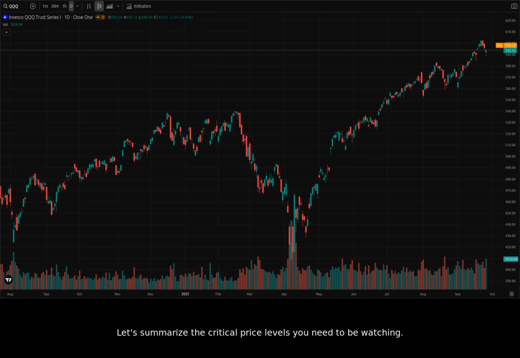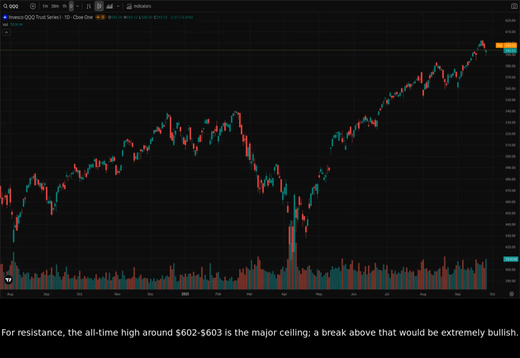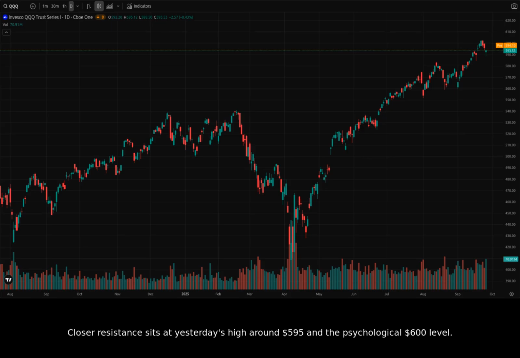Let's summarize the critical price levels you need to be watching. For resistance, the all-time high around $602 to $603 is the major ceiling. A break above that would be extremely bullish. Closer resistance sits at yesterday's high around $595 and the psychological $600 level. For support, the immediate zone to watch is yesterday's low of $588.50. A break below that puts the major daily support zone of $570 to $580 into play. Below that, the August lows around $554 would be the next target for bears.